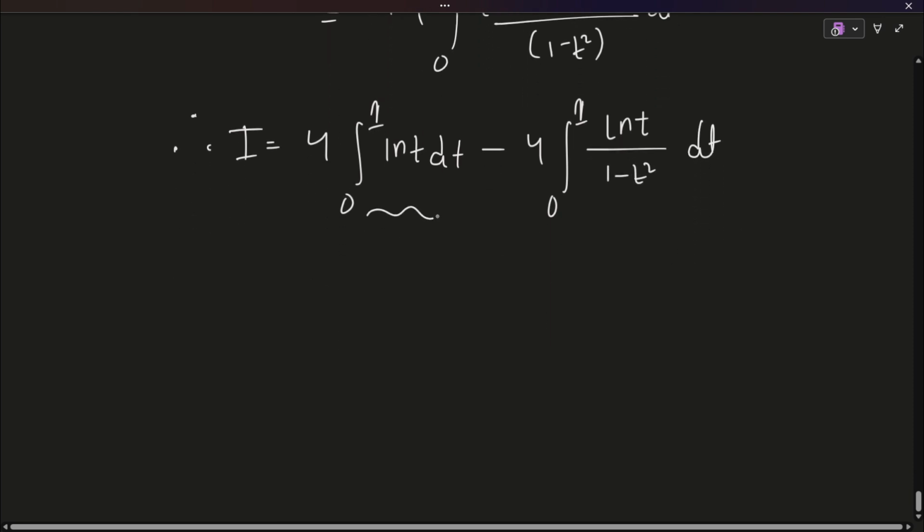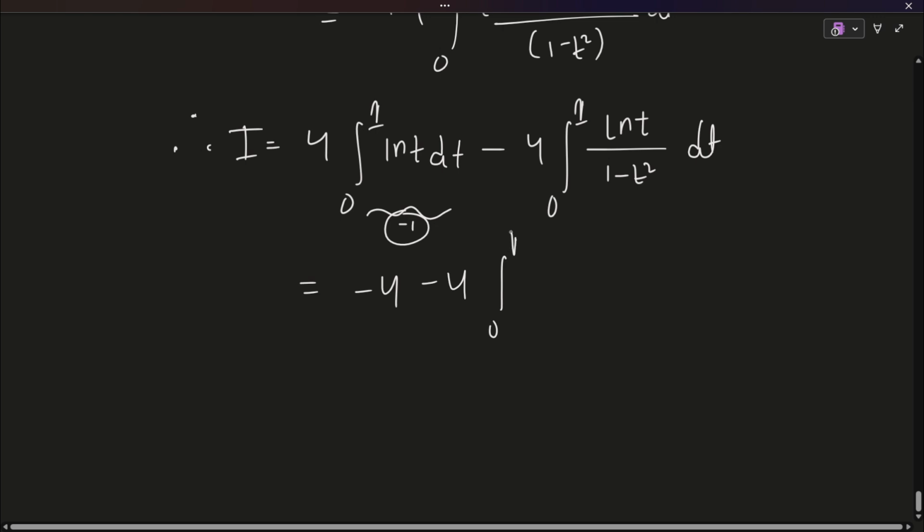Now, the integral from 0 to 1 of ln t dt is kind of a standard integral for me, so it is basically equal to minus 1. I have done it a lot of times, but you should try and verify it. It's minus 4 times, and now 1 upon 1 minus t square. Again, the geometric series in action.